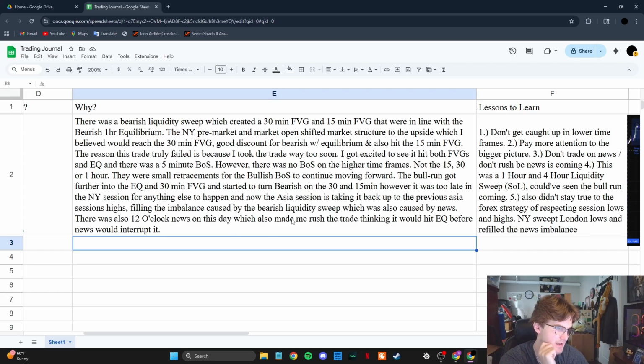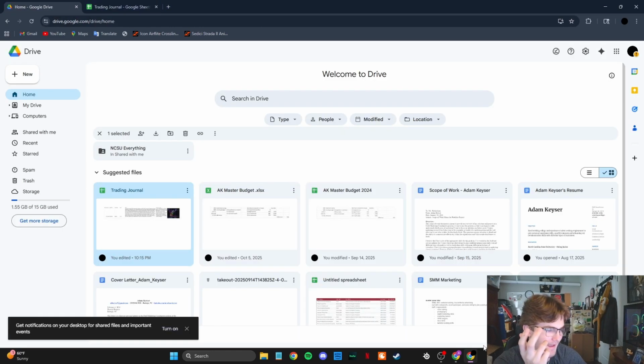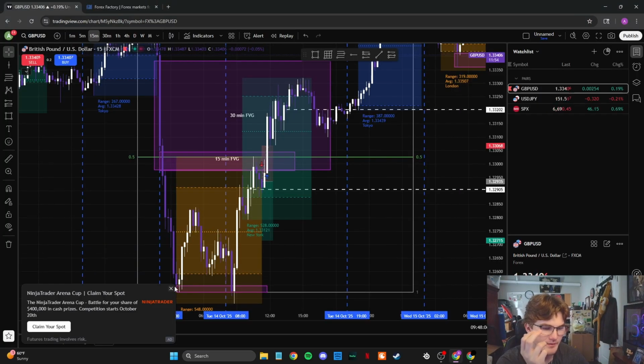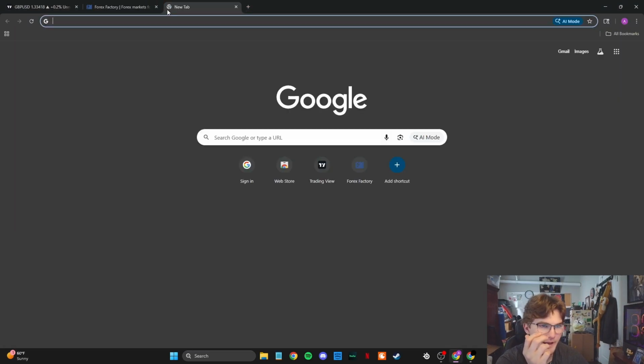And now the Asia session is taking it back up to the previous Asia session highs, filling the imbalance caused by the bearish liquidity sweep, which was also caused by news. In my opinion, if it was caused by news, it wasn't something the market truly wanted to happen. So they have to fill the imbalance. Probably more likely to fill the imbalance because I also looked at that piece of news from the last time it happened, and the same exact thing happened.